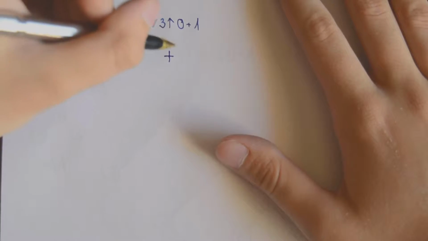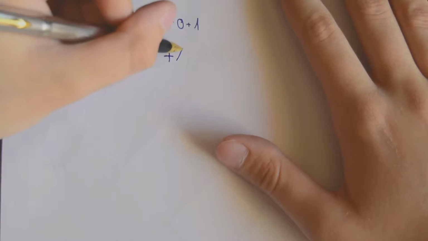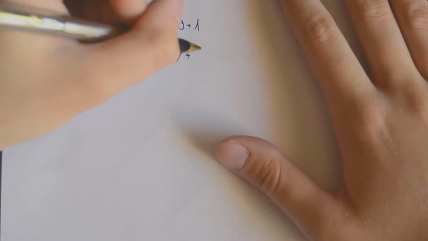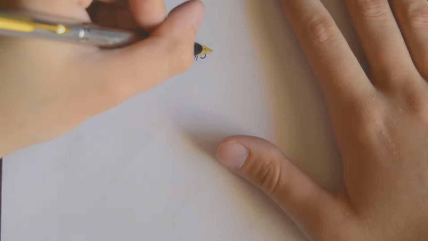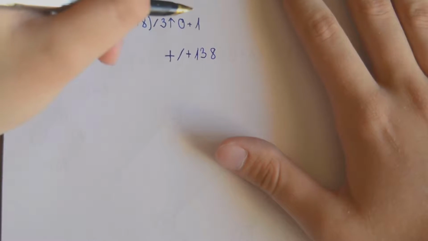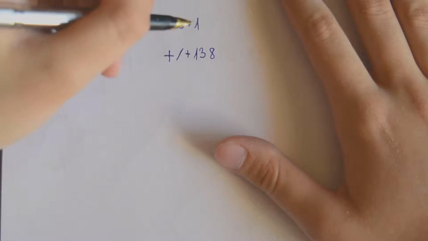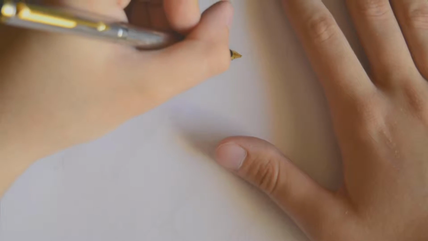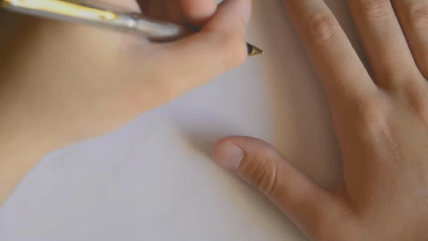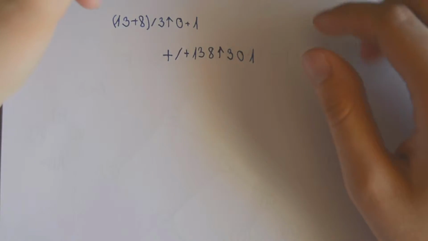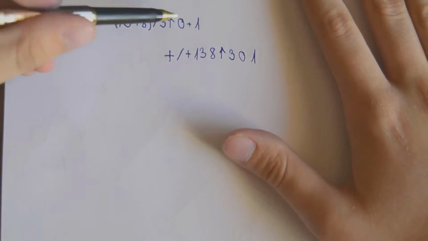Now we're going to have the last executed operation, the division, which has its left side of that plus 13 and 8. And its right side of the division, now we finish with the left side of the division, is going to have that 3 to the power 0. Now we have that 1, the right side of that plus.